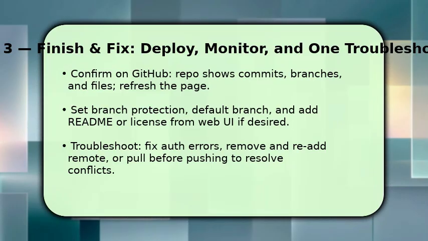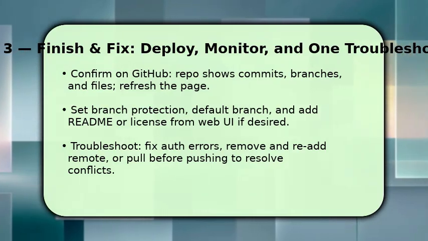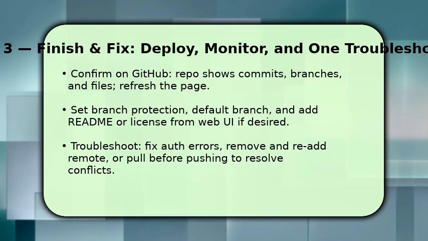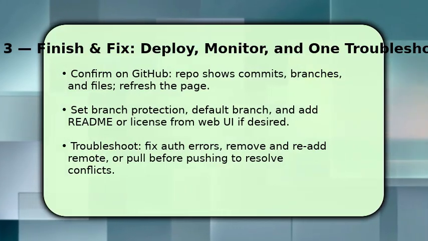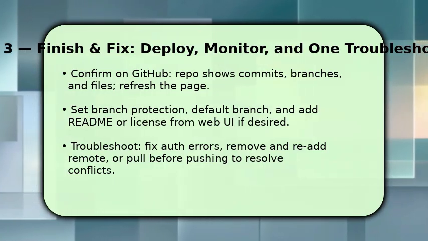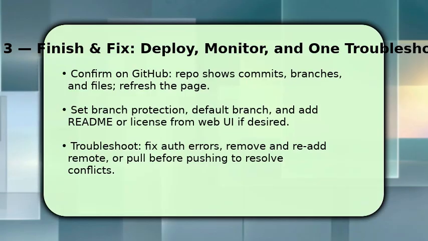Finish by verifying the repo appears on GitHub with your commits and files, refresh the project page, and open the commit history. Make any housekeeping changes, set the default branch, enable branch protection, or add a README and license through the web UI. If you hit problems, try one key troubleshooting step.